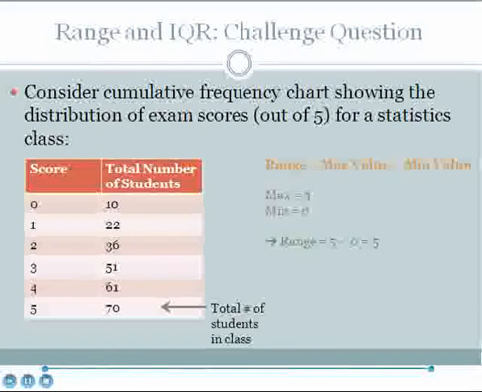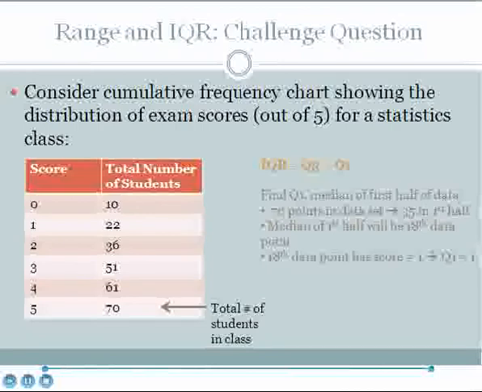The IQR is the third quartile minus the first quartile. To find the first quartile, find the median of the first half of the data set. We know that there are 70 points in the data set, or 35 in the first half. The median of the first half will thus be the 18th data point, the middle point of 35.